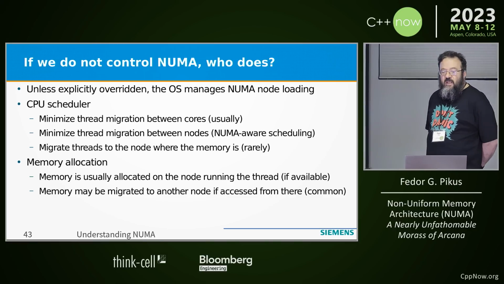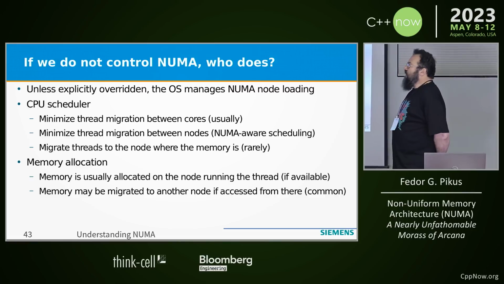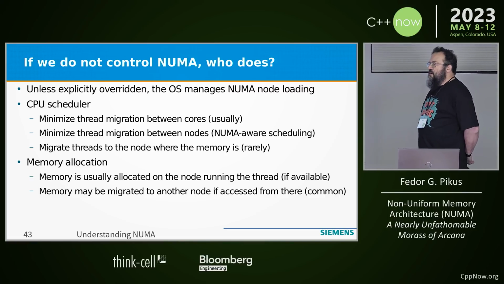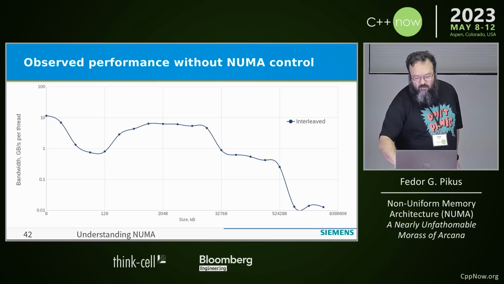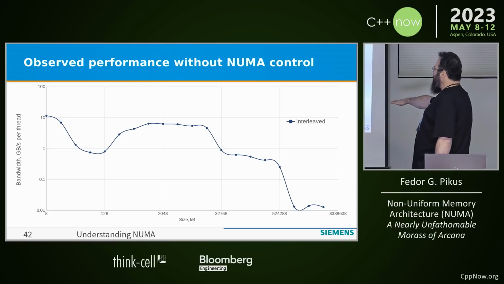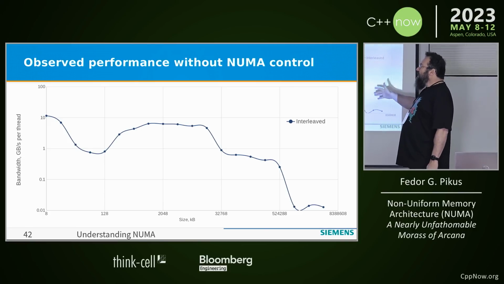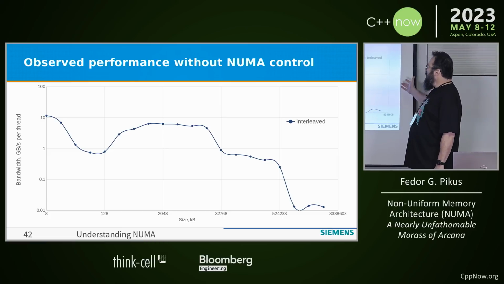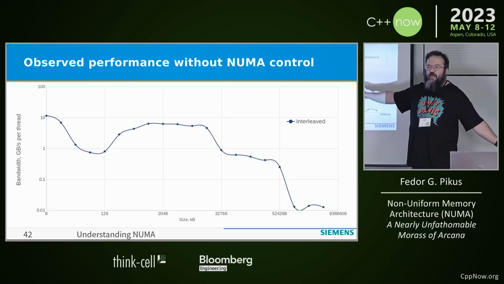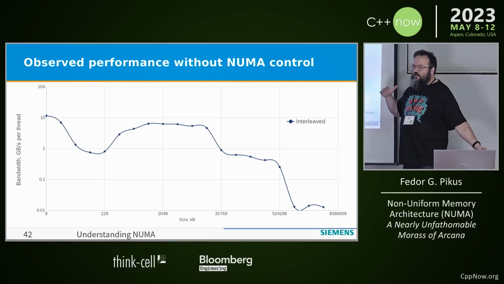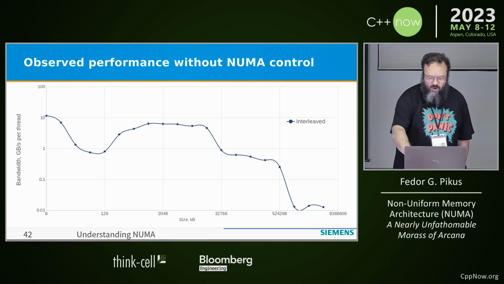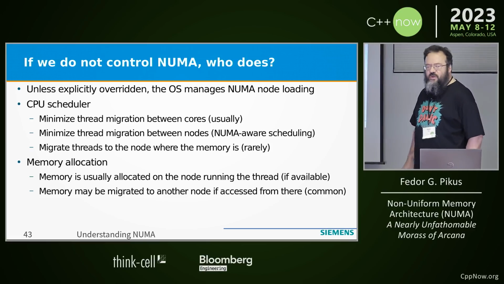Well, now we need to ask ourselves. When we run this program, we have our 64 threads accessing our data structure in some interleaved manner, and we didn't do anything at all about NUMA. Okay, if we didn't do anything about NUMA, who did? The OS did. What does the OS do?